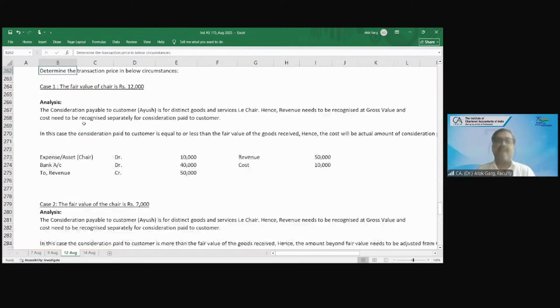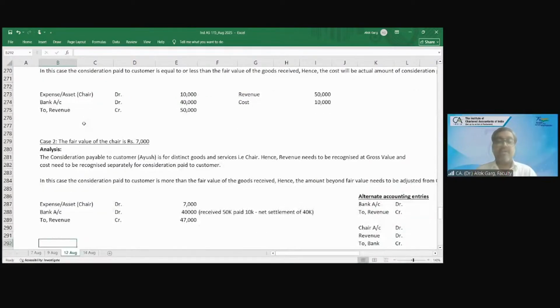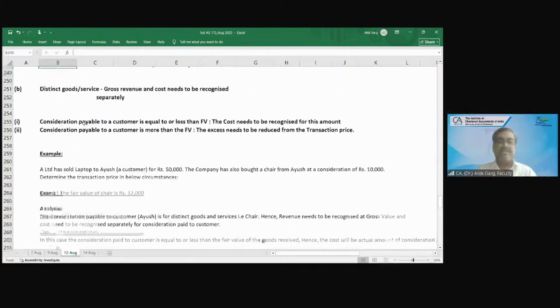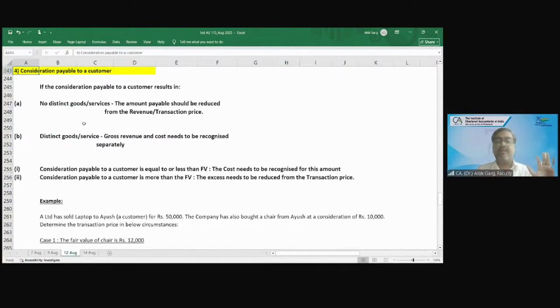And with this simple normal example of A Limited and Ayush, I believe things are very much clear. When you look at these accounting entries, this example, this concept, in less than 5 minutes, it will be clear to all of you. Yes or no?